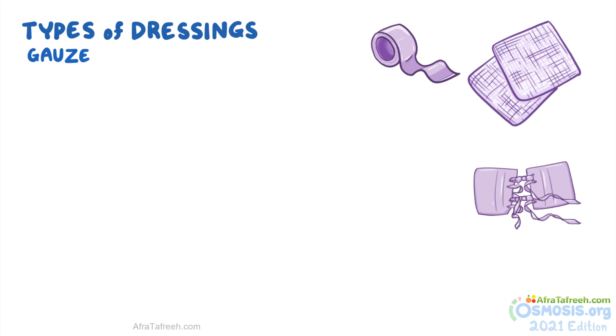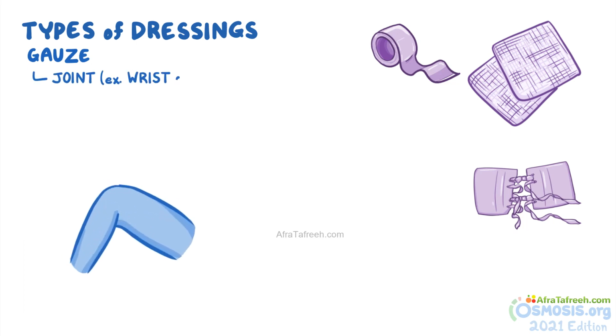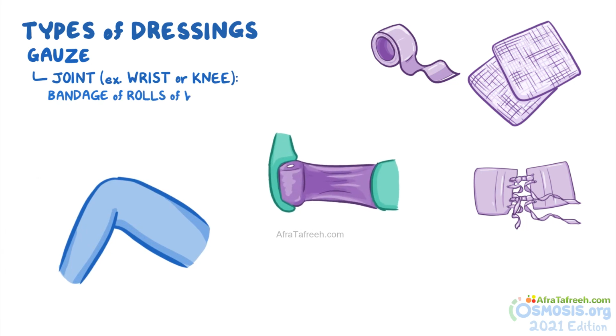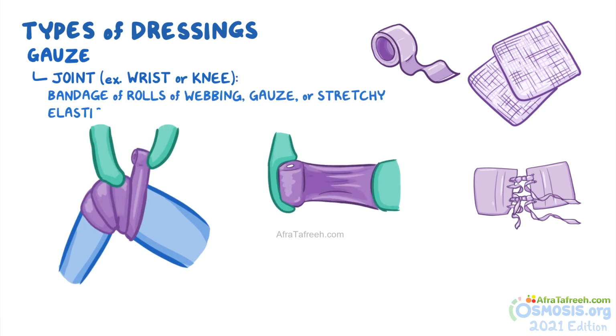If a dressing needs to be secured over a joint, such as a wrist or knee, a bandage made of rolls of webbing, gauze, or stretchy elastic material is wrapped around the dressing.